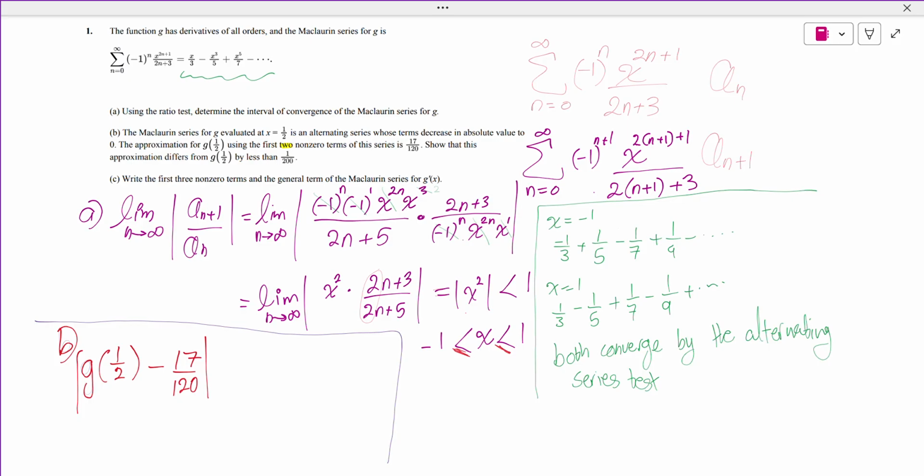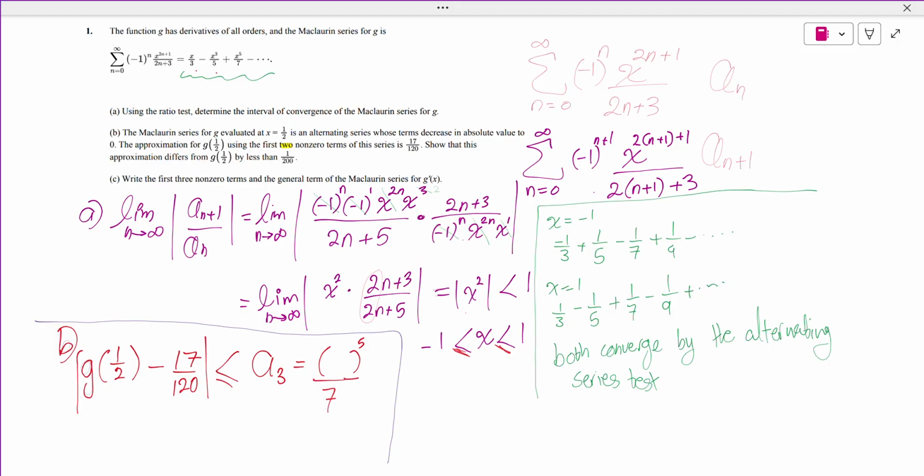So G of half is the actual value. 17 over 120 is the approximation. The difference between them is the error, and this error is at most A3, the third term, because we use only two terms, so the error bound is the next term, or the first unused term. What is the first unused term? We use 1, 2, so it will be x to the power 5 over 7.